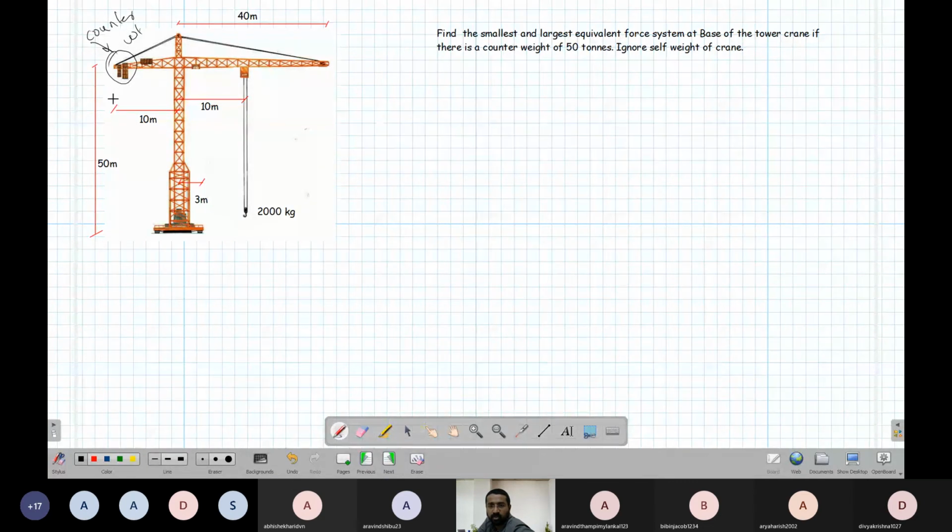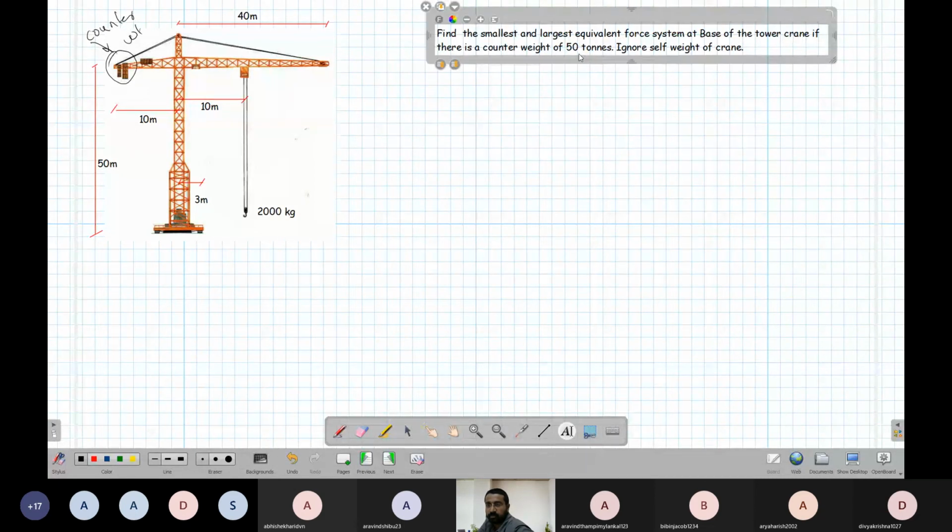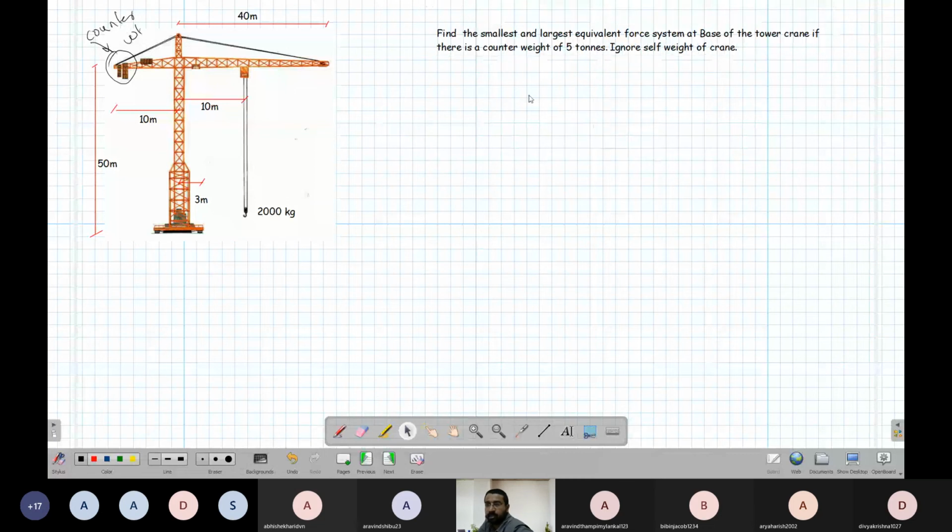So 50 ton is 50 into... sorry, this is 5 tons. I'm sorry, it's 5 tons. So the counterweight given here was 5 ton. 5 ton means 5000 kg.